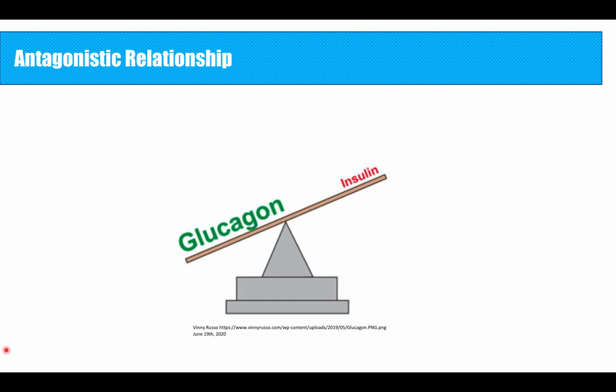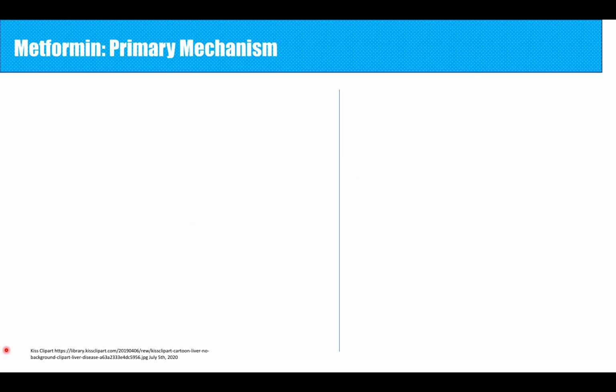Another way of looking at the type 2 diabetes pathway is understanding the antagonistic relationship between insulin and glucagon. As we noted earlier, when insulin levels decrease, glucagon secretion increases. So, due to the body's inability to secrete insulin in type 2 diabetic patients, alpha cells in the pancreas will increase glucagon secretion.